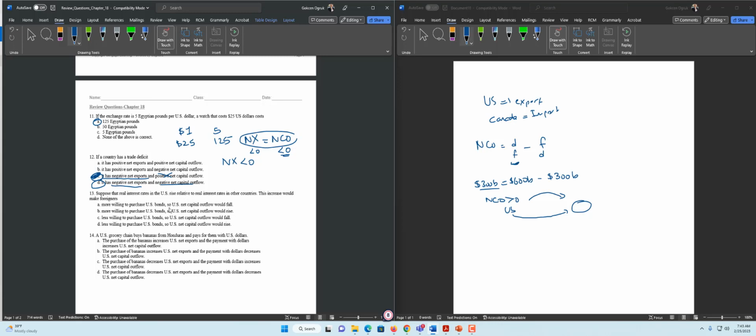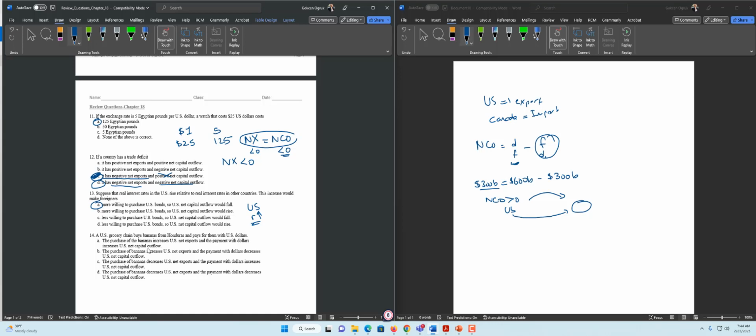Number 13, suppose that real interest rates in the US rise relative to interest rates in other countries. So US interest rates are higher, okay? This increase would make foreigners more willing to purchase US bonds, right? It's not less willing, so either A or B. And if that is the case, the second term in the NCO is going to rise. Here the second term, foreigners buying more domestic assets, is going to rise. Therefore, net capital outflow would fall because now you're subtracting a bigger number from the first term.